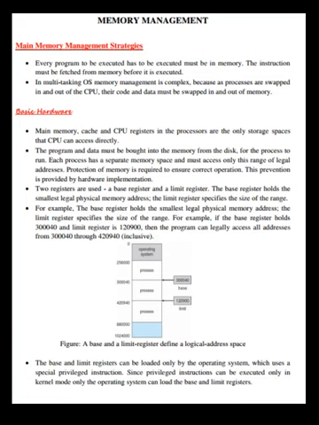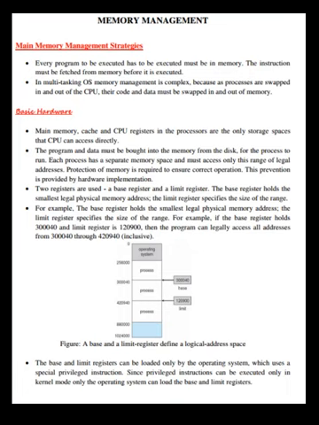Now let us see basic hardware. Main memory, cache and CPU registers in the processors are the only storage spaces that the CPU can access directly. The program and the data must be brought into memory from the disk for the process to run. Each process has a separate memory space and must access only this range of legal addresses. Protection of memory is required to ensure correct operation. This protection is provided by hardware implementation.